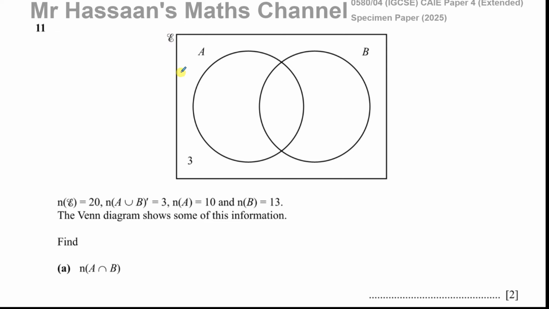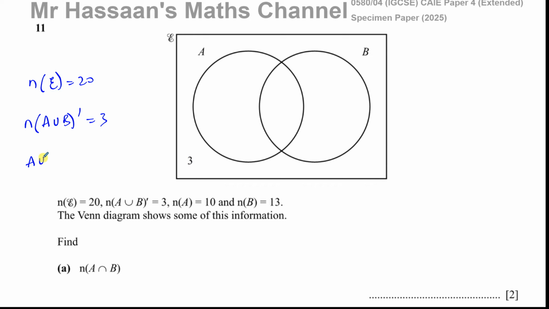They've told us that the count of the elements inside the universal set is 20. So when you have n and then brackets with the universal set, it is the total number of elements in the whole rectangle and circles, the whole thing. Then it's told us that the number in A union B complement is equal to 3. So this 3 is not an element, it's a number of elements.